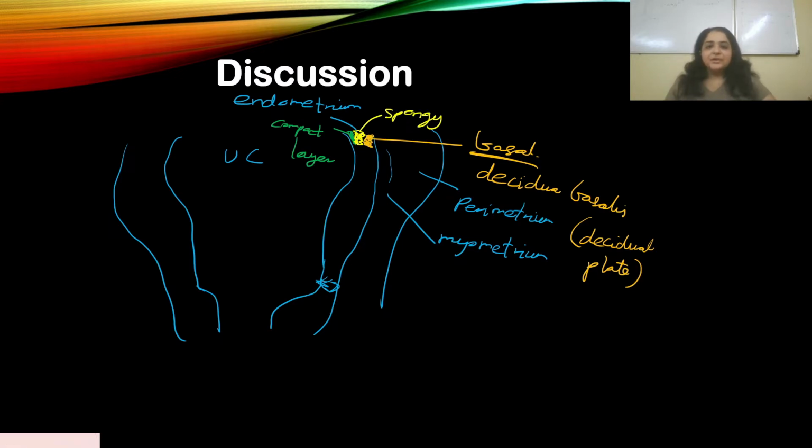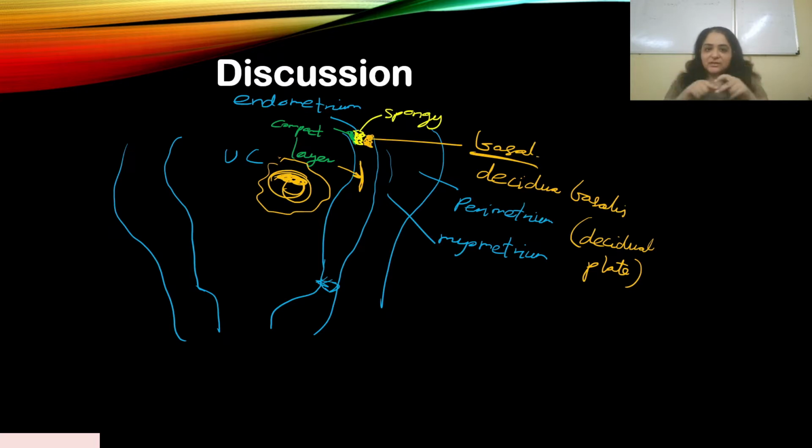Now, where does implantation take place? Let's say you have your cytotrophoblast here, your syncytial trophoblast have formed here, you have the inner cell mass here, right? Zona hatching has already happened. Now it's time to stick into that. So it will take place somewhere over here, between the spongy and the compact layer. It will penetrate into the endometrium and implant itself there.